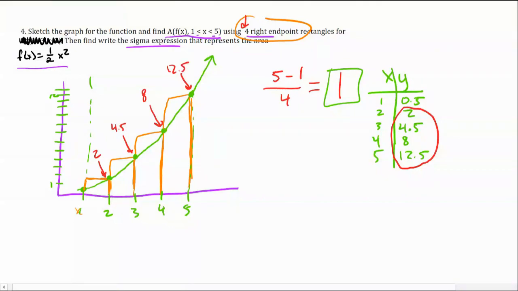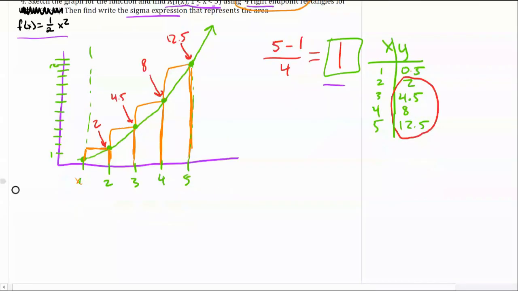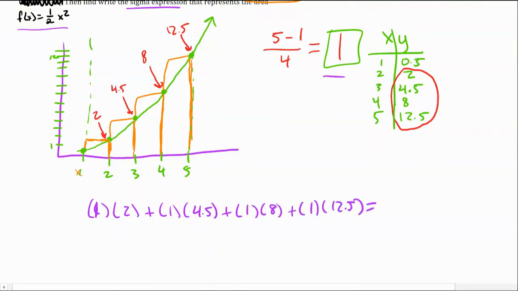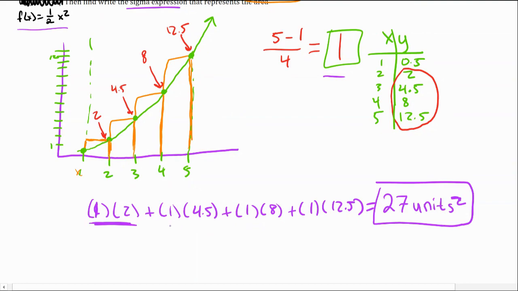So to find the area of each of them and add them together, I'm just taking the width times the height. My width is 1. My height, there's 4 different ones, so I'll write those all out and calculate. In the end, you should get 27 units squared for my area. Just double check and make sure that you're only using 4 different numbers after we've multiplied those lengths and widths because we have 4 rectangles.